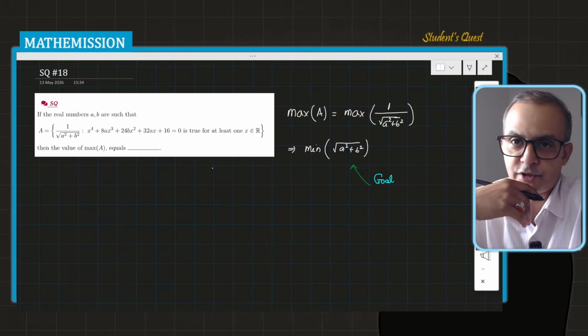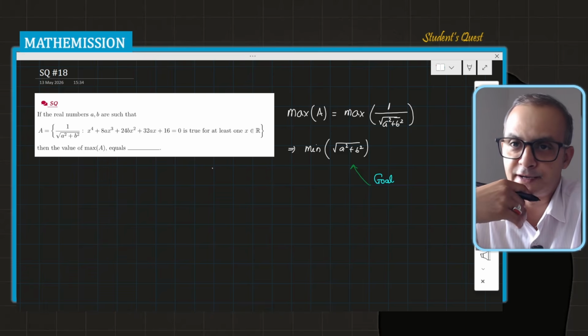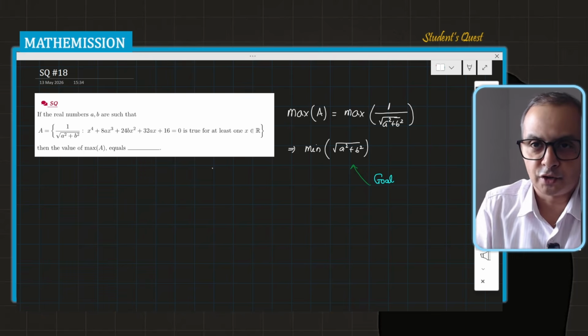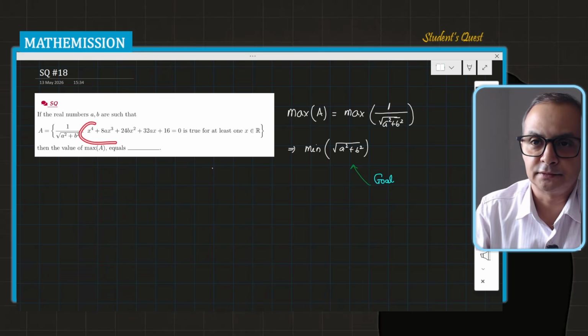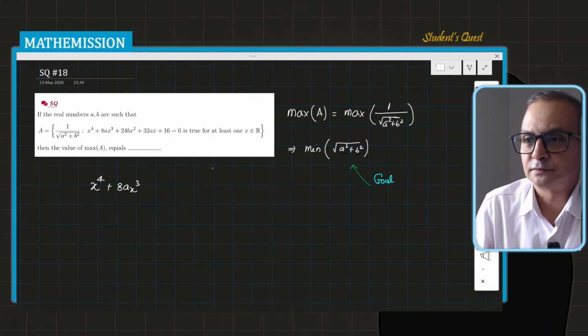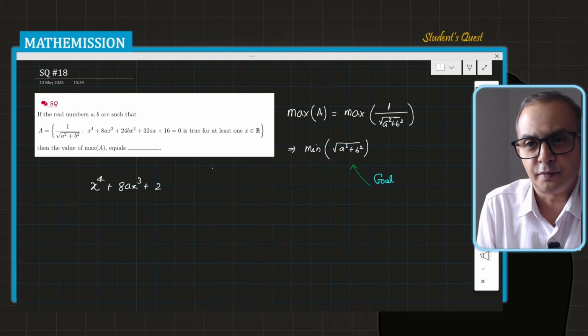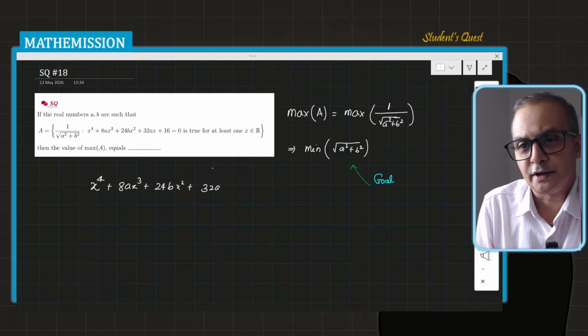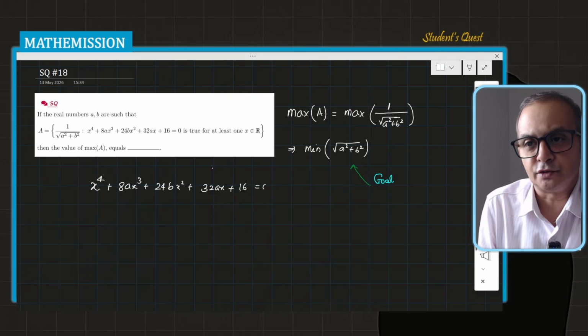Before you jump to the solution, I request you to give it an attempt. So let's see how we can solve it. You notice there is this polynomial given, and it has a very special kind of feature we can observe. Let me write this polynomial: x to the power 4 plus 8a x cubed plus 24b x squared plus 32a x plus 16 is equal to 0.